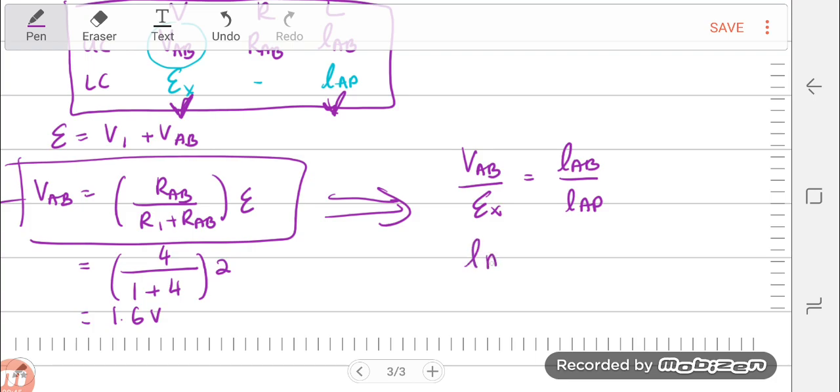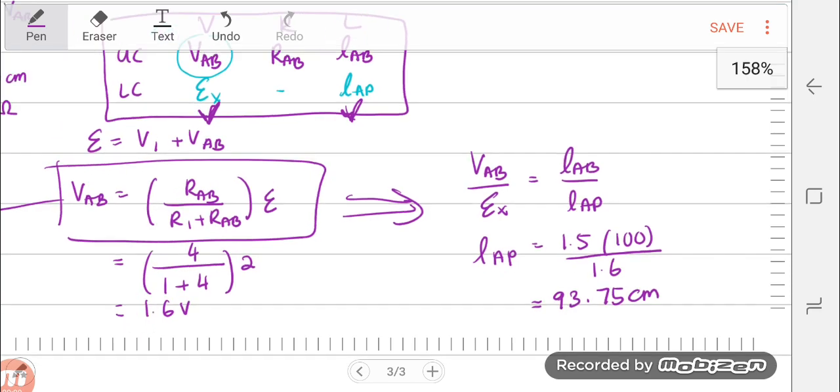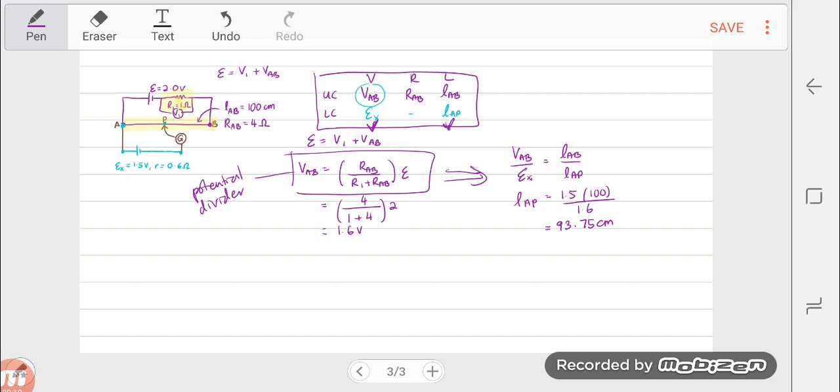So the LAP equals to EMF X is 1.5, LAB is still 100, and then this VAB is the new voltage that we found, calculated just now. So the final answer should be 93.75 centimeter. Alright, so let's go to question number 3.